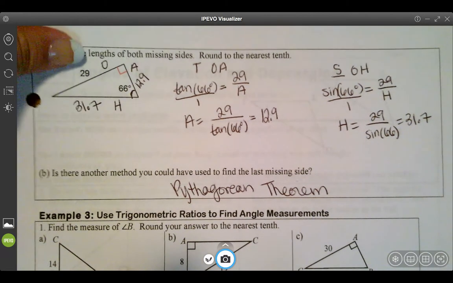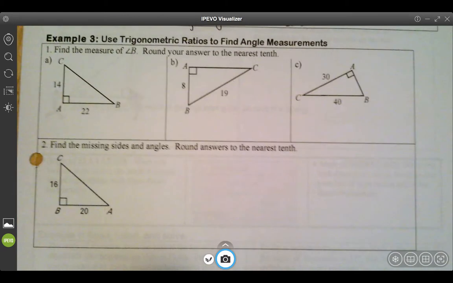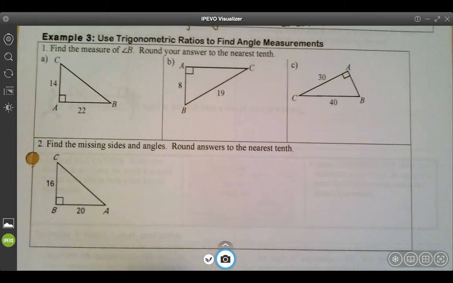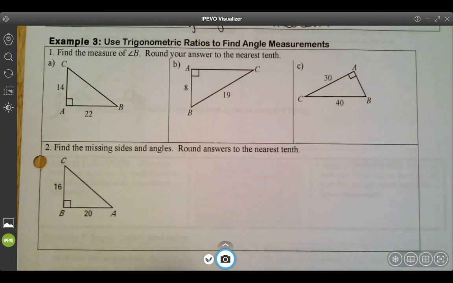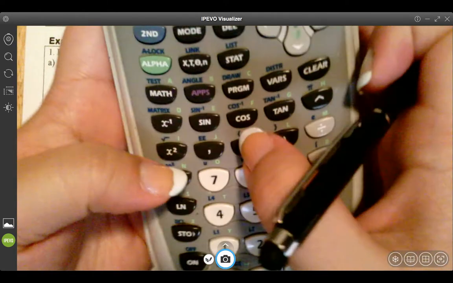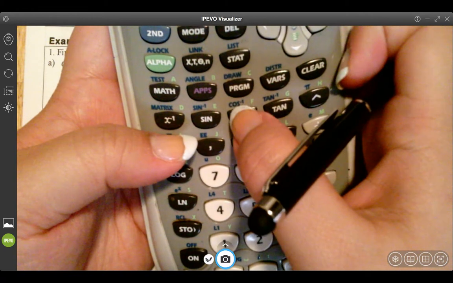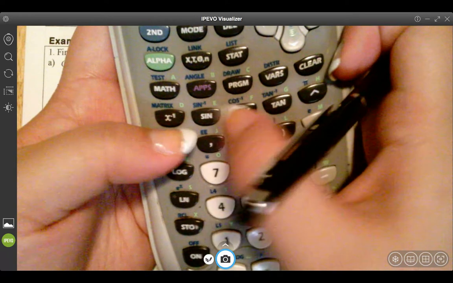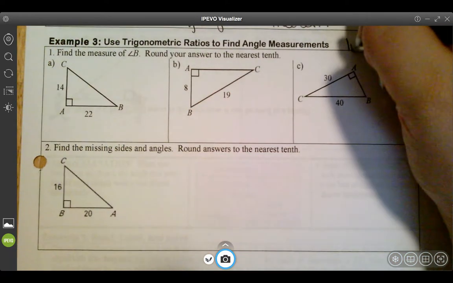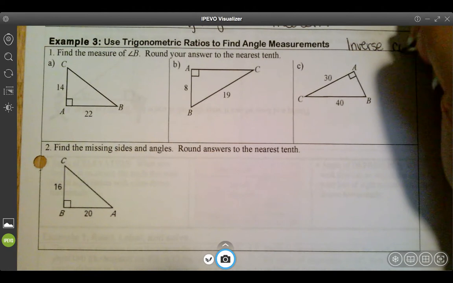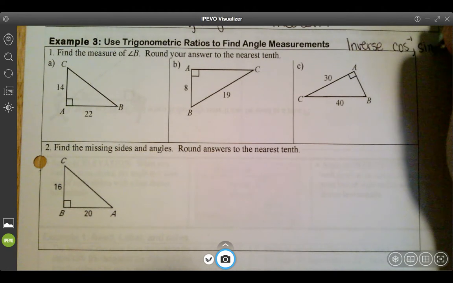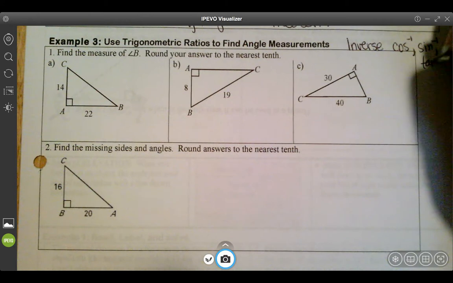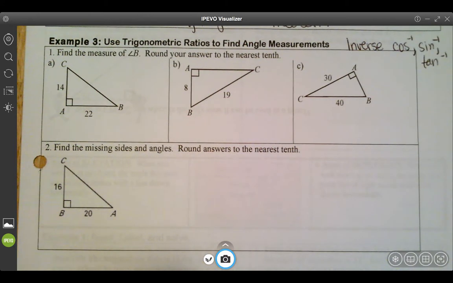Okay, our last section of examples for this part of the notes, example 3, use the trigonometric ratios to find the angle measurement. So far we've been using them to find sides, but if we use them backwards, we can actually find angles. And how do we use them backwards? Well, if you look at your calculator, above cosine, there's a little cosine with a -1. That means the opposite of cosine, or cosine inverse, as we say. So for these, we will use inverse, which is cosine with a little -1, sine with the little -1, and tangent with the little -1, in order to calculate an angle measurement.